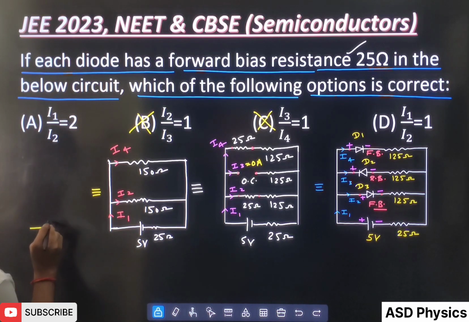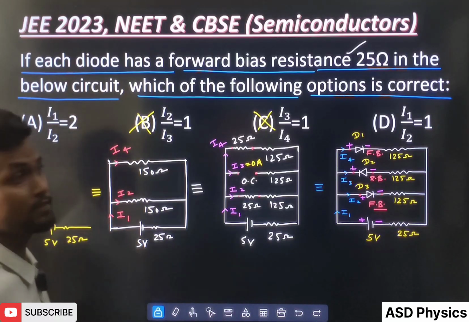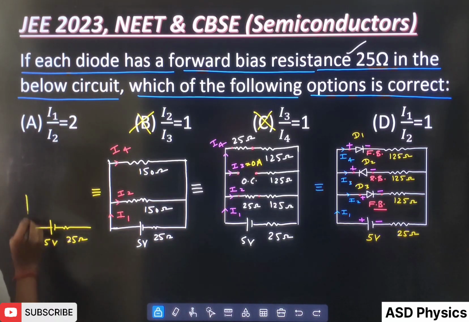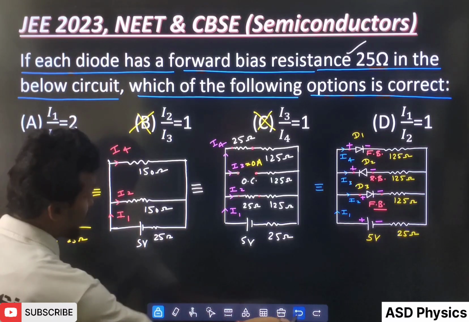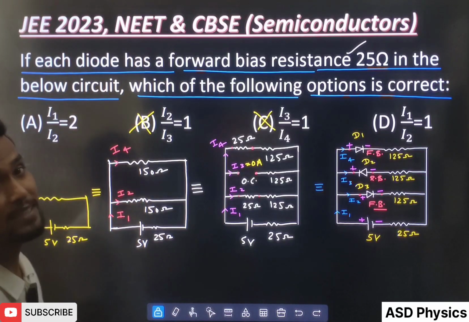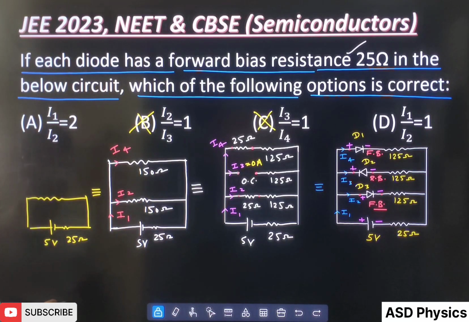Again I'll draw the battery, 5 volt, and here 25 ohm. Now you can see very well, this 150 ohm and 150 ohm are connected in parallel. When R and R are connected in parallel, it will be R by 2. So 150, 150 in parallel, so 150 by 2, how much will come? It will come 75 ohm.